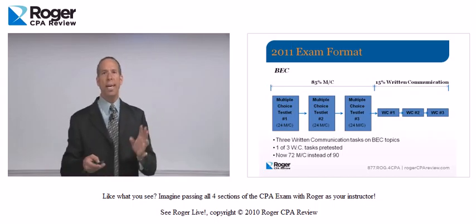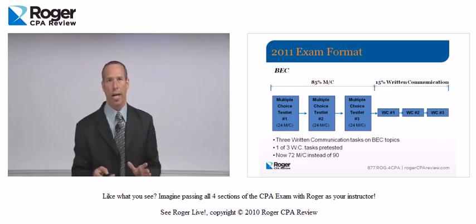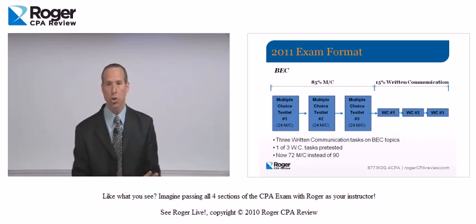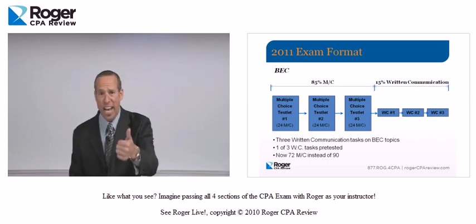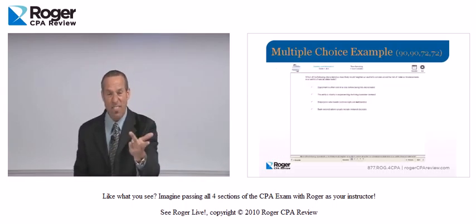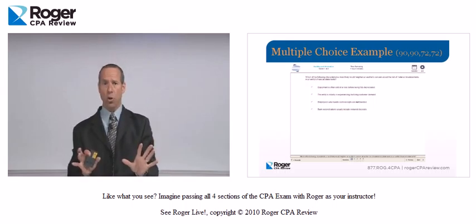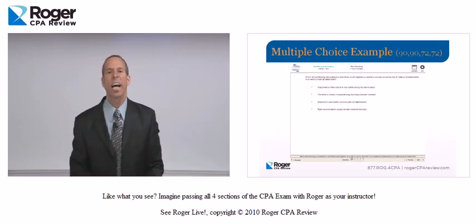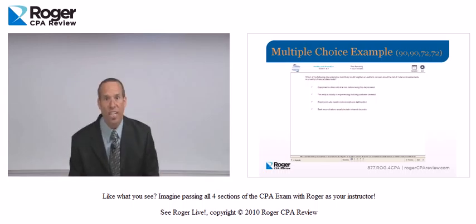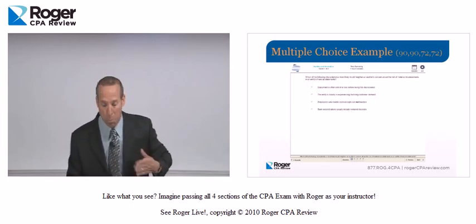Now, what I want to show you is what the actual questions look like. Here, for example, is a multiple choice. Remember, for multiple choice, you have 90 for audit, 90 for FAR, and 72 and 72 for REG and BEC. At the top of the page, I know it's difficult to see, but you'll see a countdown clock. 4:359, 358, and your heart's going boom, boom, boom.